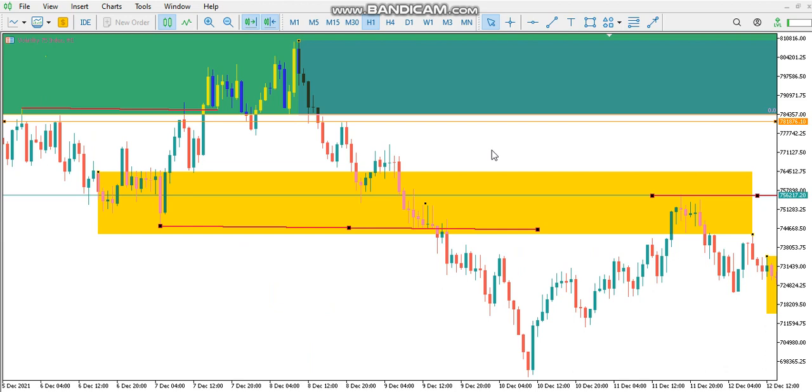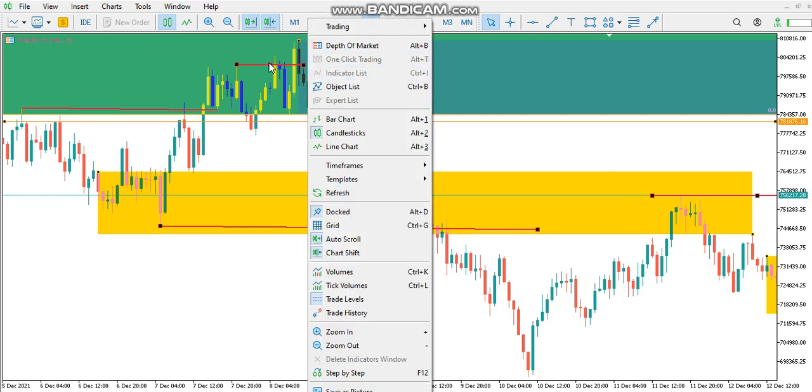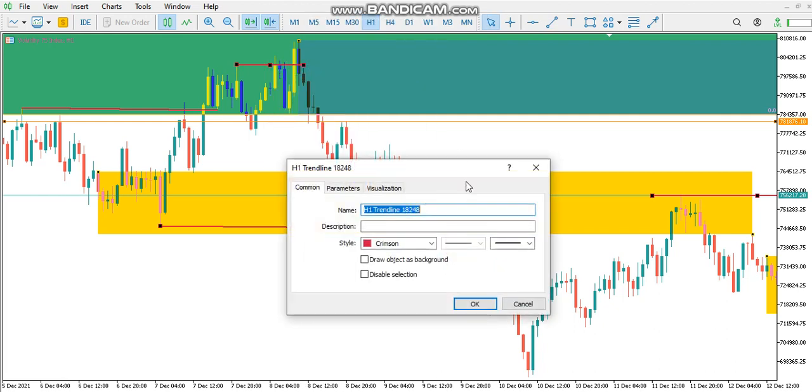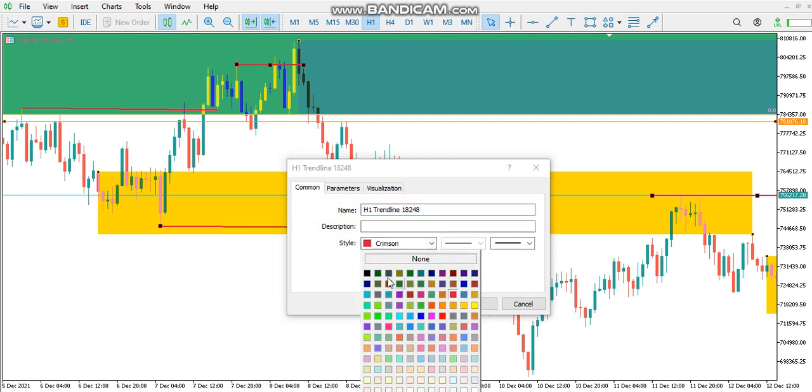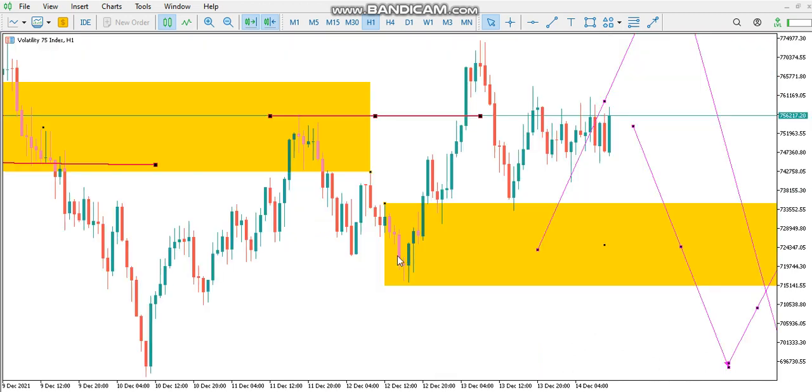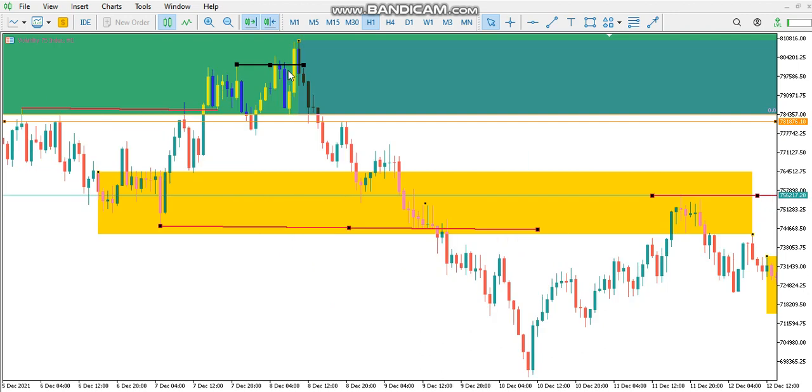Okay, so again, what do we see? Again here we see another break of market structure here. Let me give it a different color. Oops, what happened? Okay, yeah, this is on H1 now.